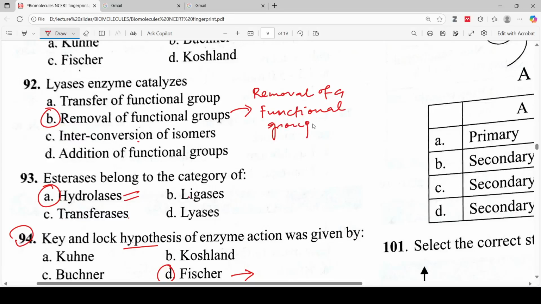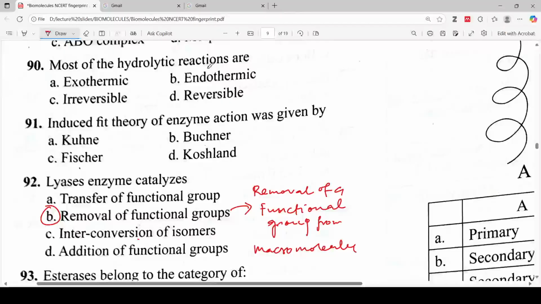group from macromolecules or molecules. Next question: induced fit theory of enzyme action was given by? The correct answer for this question will be option D, Koshland, induced fit model.